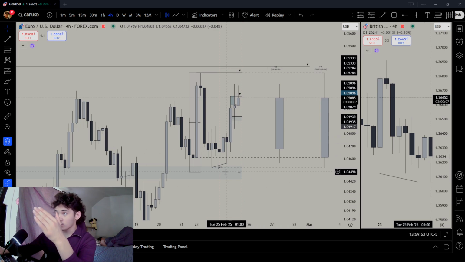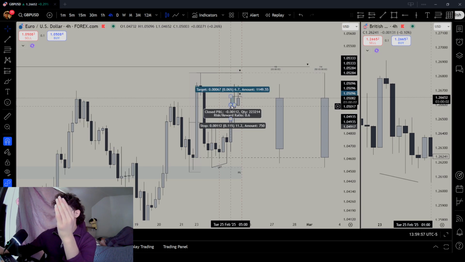Today I was looking for a short. I did not see the SMT divergence. Guess what happened? The market stopped me out. That's a long position right over there, but that was my bias right after I took this short. I didn't take that trade either.